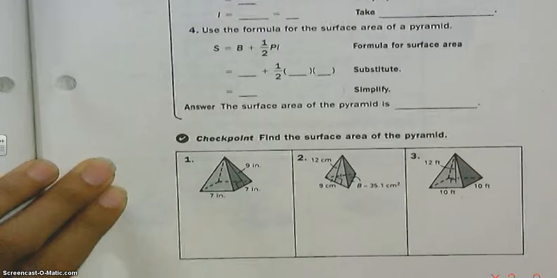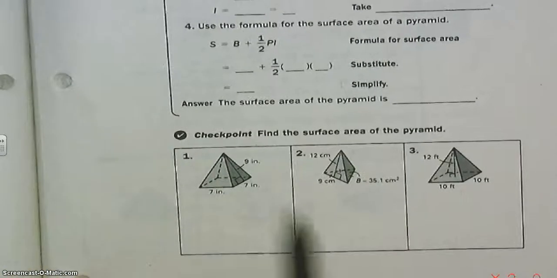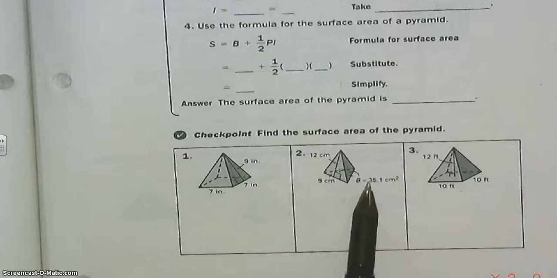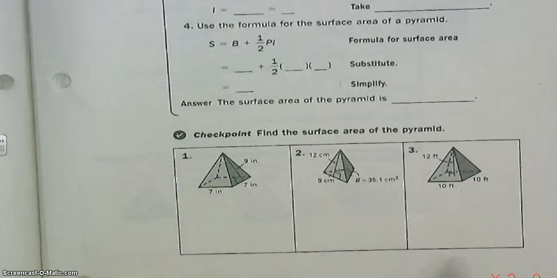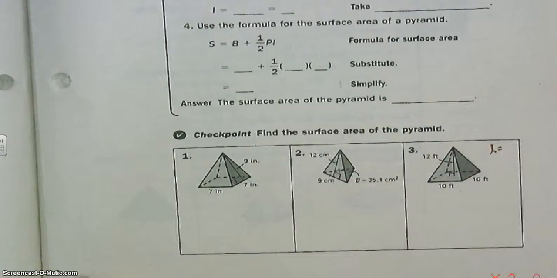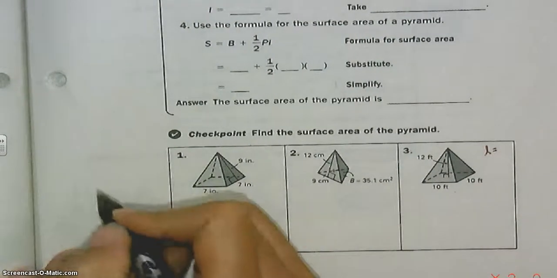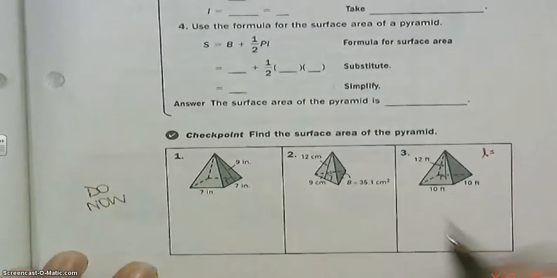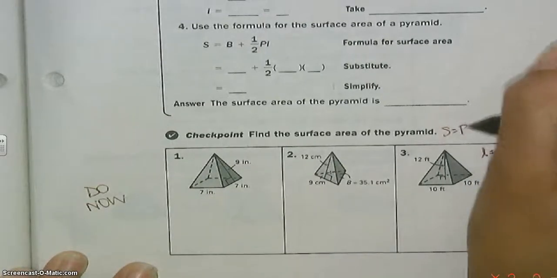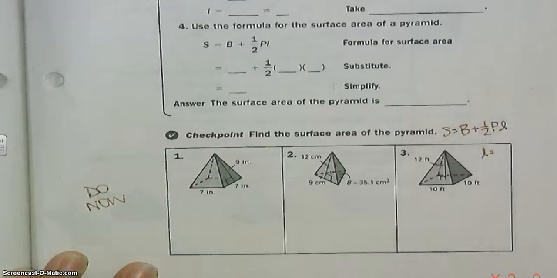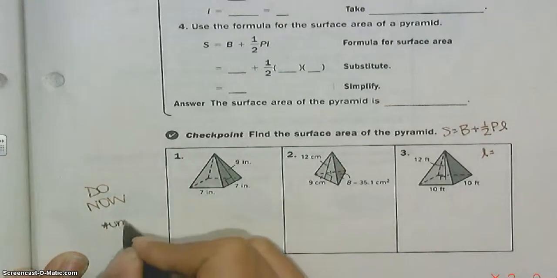All right, so now you get to try. Notice here they gave you the slant height. They gave you big B. You don't even have to solve for big B. They already gave it to you. Here you need to find the slant height. Use the Pythagorean theorem to do that. So you're going to do this now. Your formula is surface area equals base, area of base plus 1/2 perimeter times the slant height. Don't forget your units.